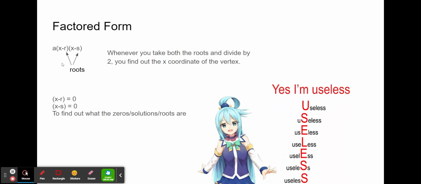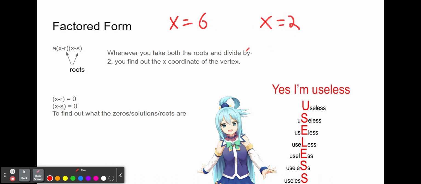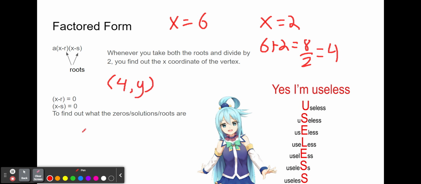Alright, next up, factored form. Factored form is the thing that contains the roots, that you turn standard form equations into. Whenever you take both the roots and divide by 2, you can find the x-coordinate of the vertex. So for example, if it's x equals, let's say 6, and x equals 2, you can do 6 plus 2, which is 8, divide by 2. You'll get 4, so that means you know the vertex is going to be a 4 and then some y value.